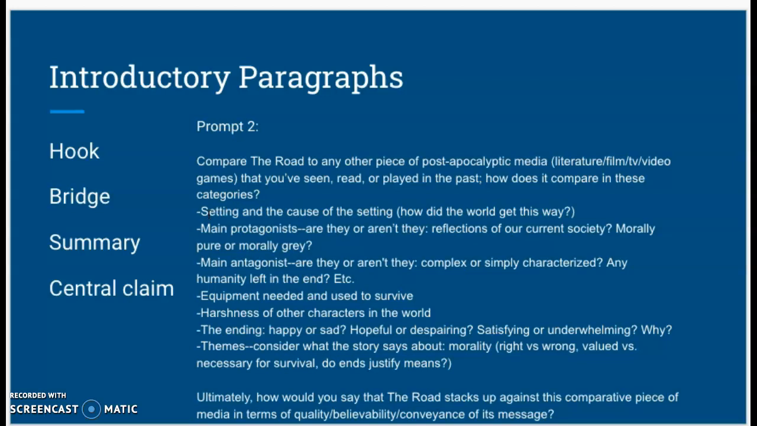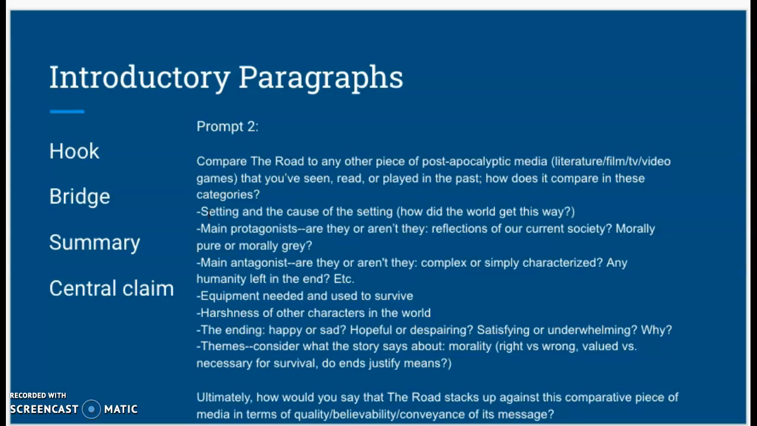Setting and the cause of the setting. Main protagonists. Are they reflections of society? Are they morally pure or morally gray? What about the main antagonists? Are they complex? Is there any humanity left in them? What about the equipment needed and used to survive in these two comparative stories? What about the harshness of the other characters in the worlds?